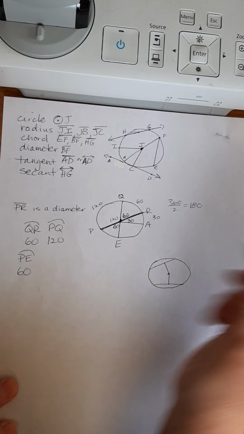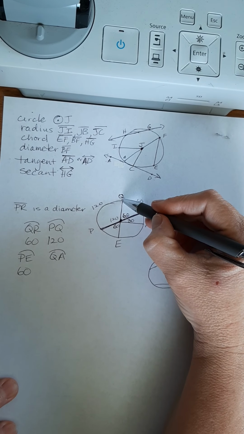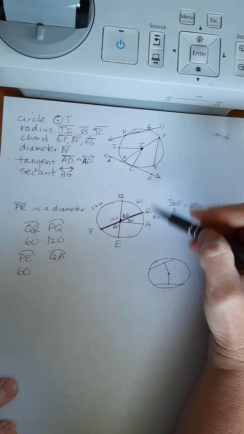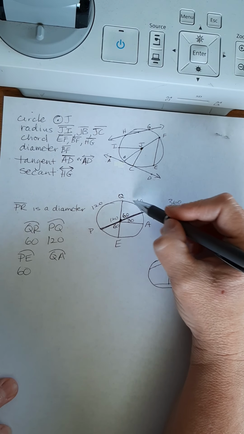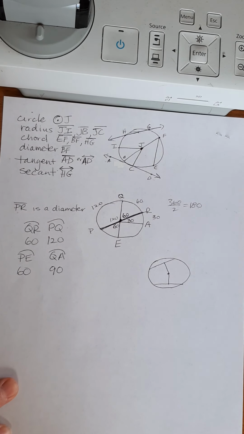Now, notice how if I wanted QA, always do the shortest direction. I know you're like, ooh, QA. No, no, no. You're not going for a stroll. Shortest distance. QA, 60 and 30, 90.